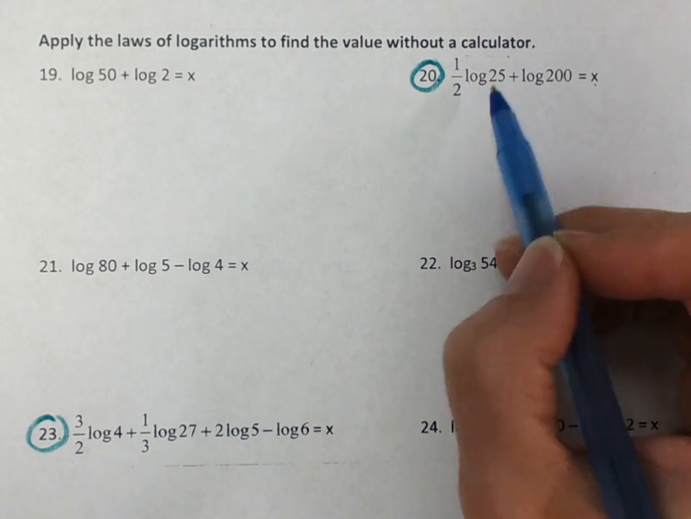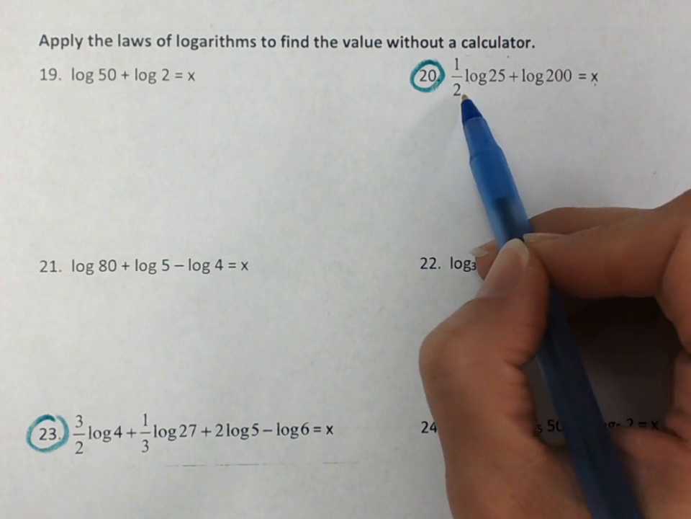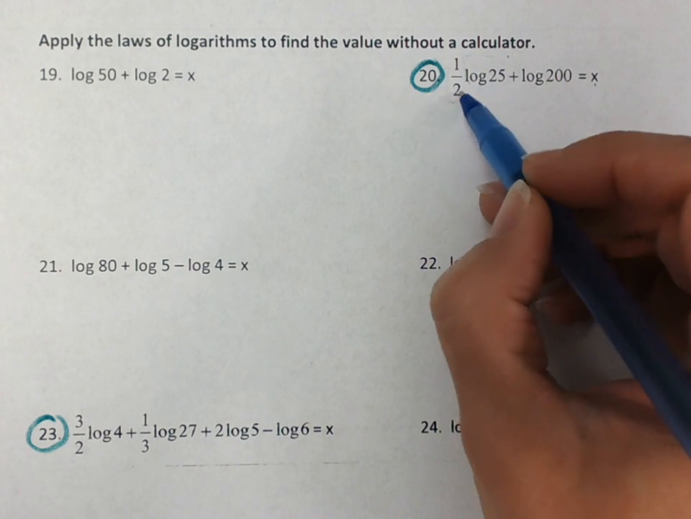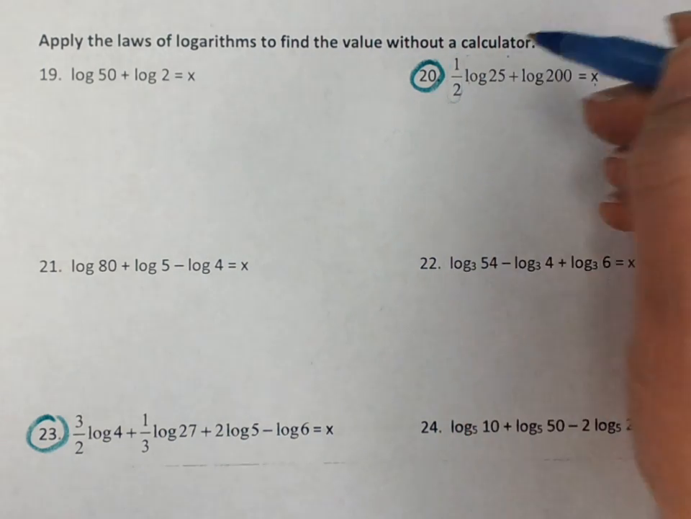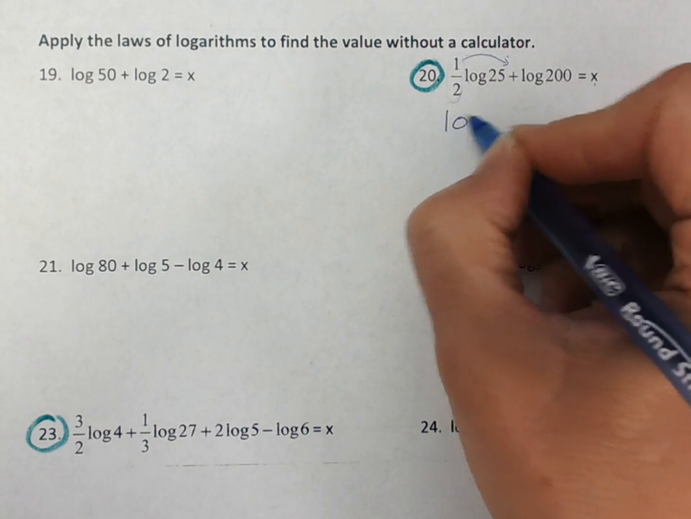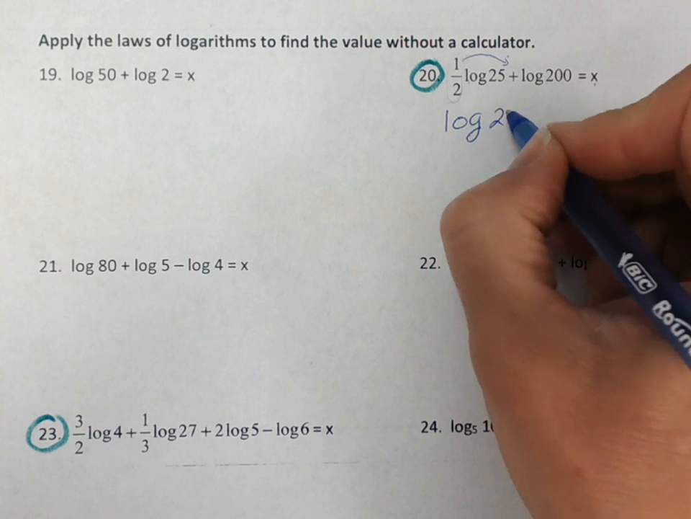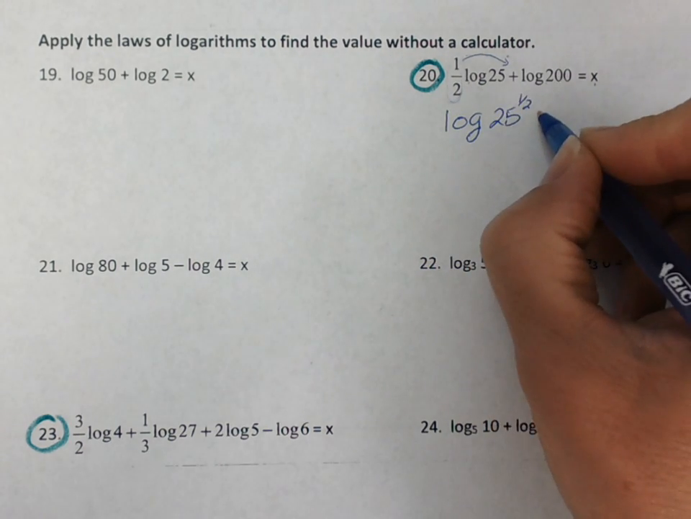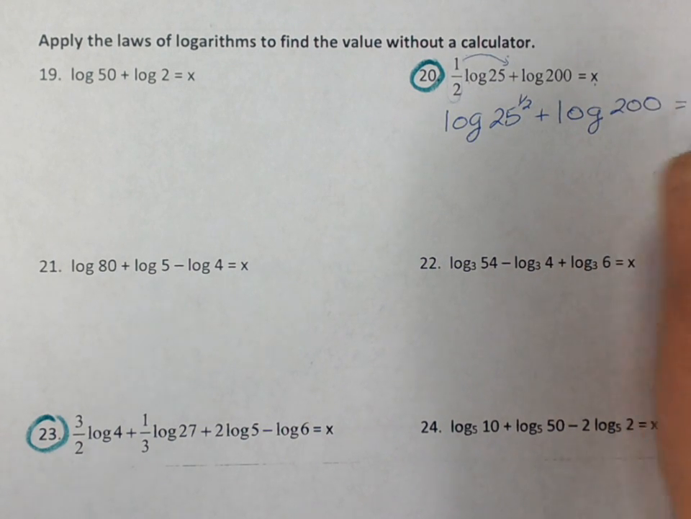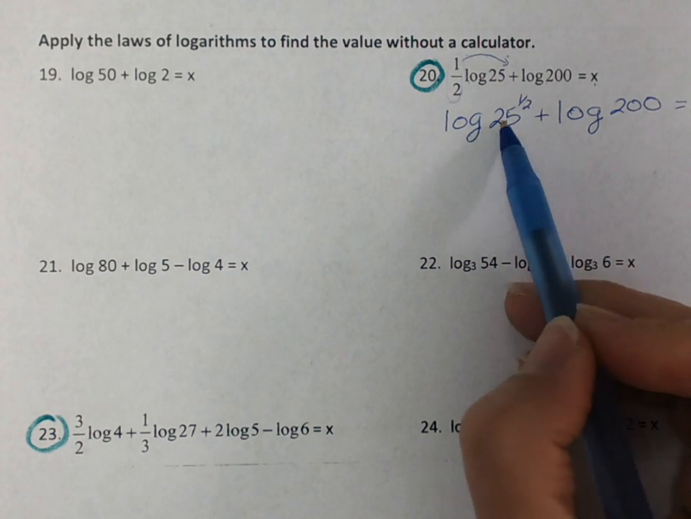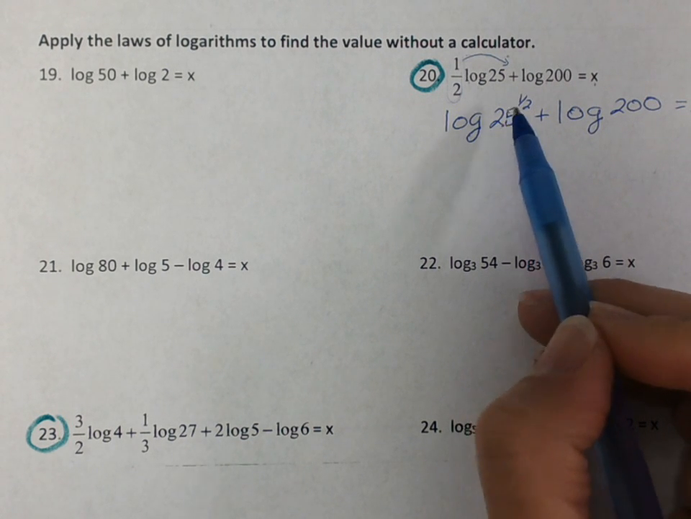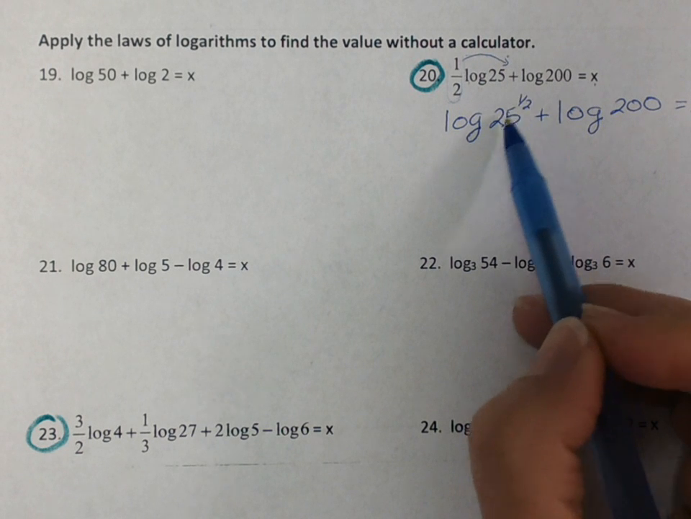Okay, so I've got 2 separate logs. What I want to do is use the log properties to try to simplify. So I've got this coefficient out here, and I know based on log property 3 that I can bring that coefficient back up into the log so that I can say this is log of 25 to the 1/2 power, and then this is plus log of 200 equals x. Now 25 to the 1/2 power is the same thing as the square root of 25. So 25 to the 1/2, this would be an example of something you could put in the calculator.